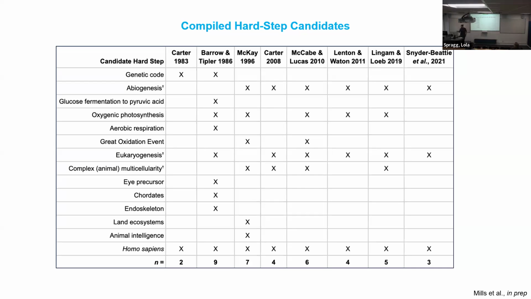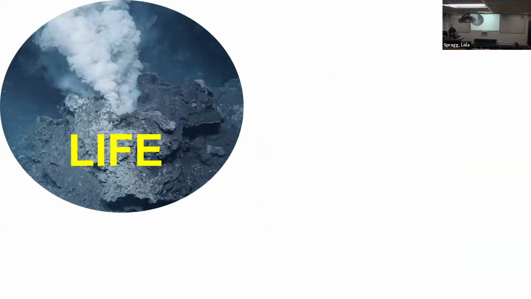And I'll expand on this in just a little bit, but most people just kind of listed things that seem important to them. It's just, you know, this seems like it could be a hard step, without really applying any strict criteria. But just looking at this compilation, we can look at the ones that are the most popular or the most frequently invoked. And when you do that, you get a list of 5 candidate hard steps.